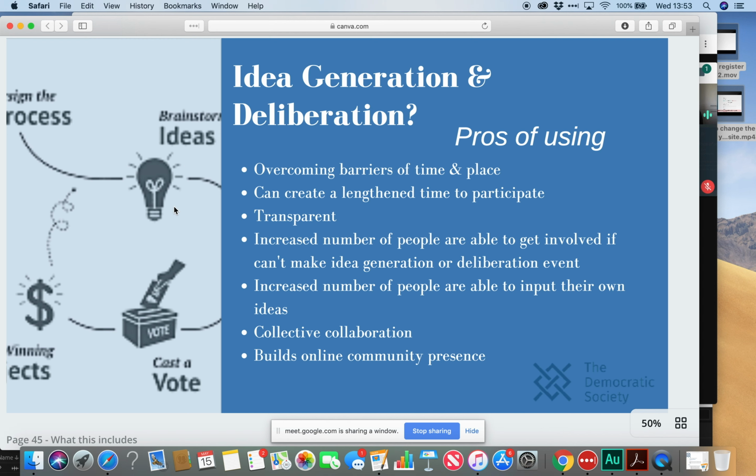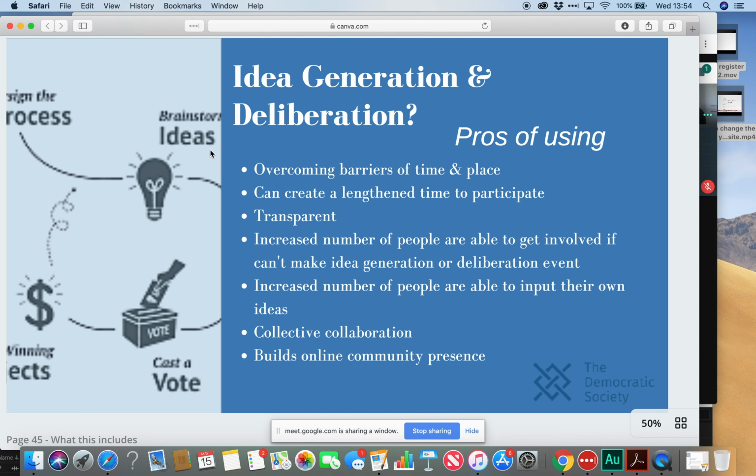Again, it's transparent. This could all be up online. So even the proposals that haven't gone through, you can keep them up online. More people are able to get involved. More people are able to input their own ideas. You can collaborate together. So like in the Paris instance, they've put up their ideas online and then they've been put together with similar ideas.